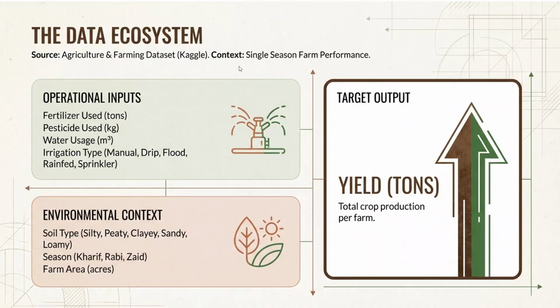As you see, soil type is like sandy, loamy, and season is kharif, rabi, zaid, and farm area in acres, and fertilizer usage in tons, pesticide usage in kg, and irrigation type like manual, drip. So this kind of thing.